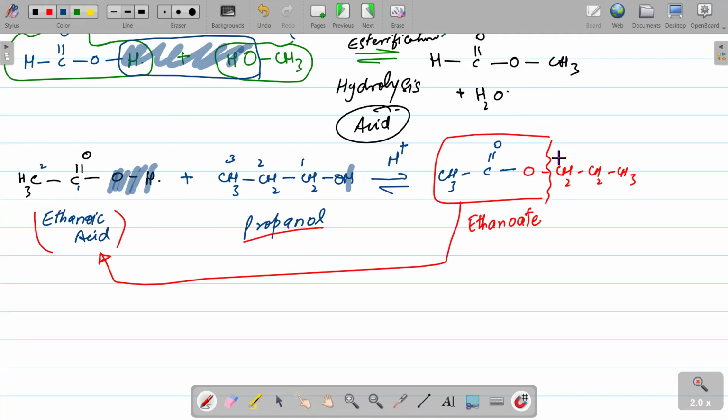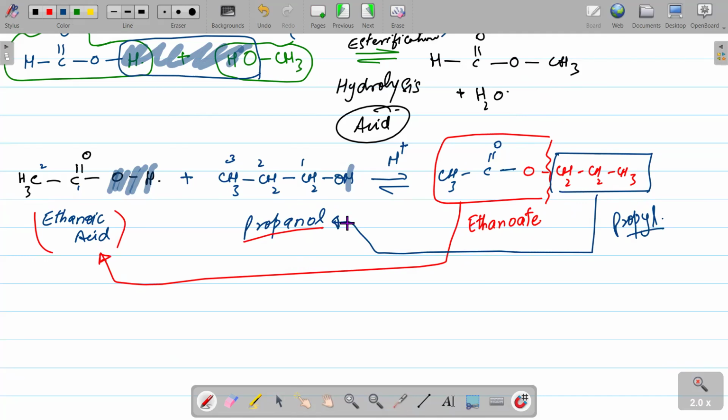And as this part, propanol, this portion that came from propanol. So its name will be propyl. So when I combine their names, the name of this ester will be propyl ethanoate. Is it clear? And the byproduct will be water. So these reactions are known as esterification reactions.